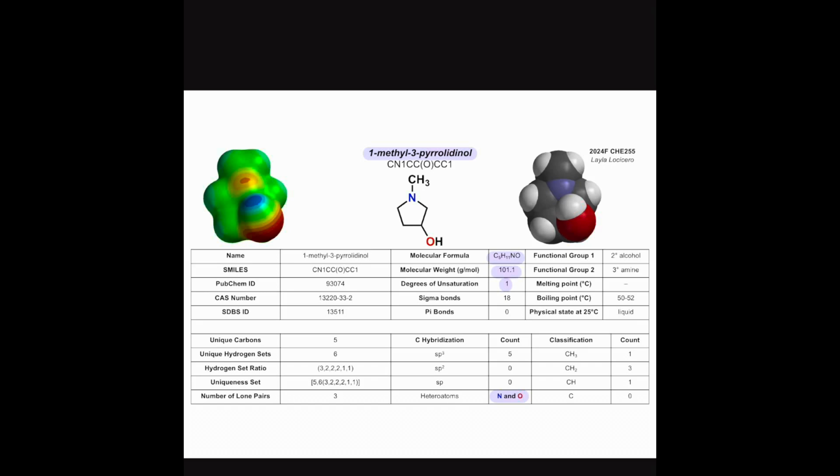Our first functional group is a secondary alcohol. This is from our hydroxyl group being attached to a carbon, and that carbon also attached to 2 other carbons. Our second functional group is a tertiary amine, and this is when our nitrogen atom is bonded to 3 total carbon atoms.